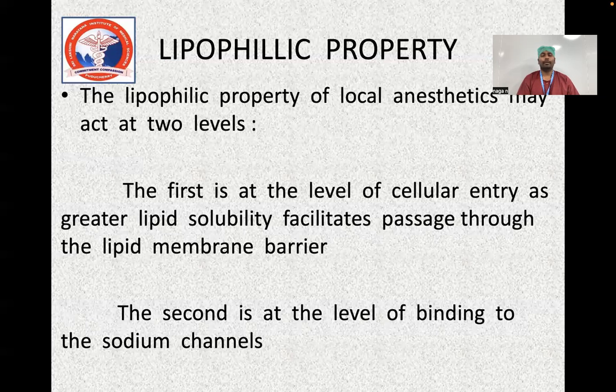The lipophilic property of local anesthetics may act at two levels. The first is at the level of cellular entry, as greater lipid solubility facilitates passage through the lipid membrane barrier. The second is at the level of binding to sodium channels.